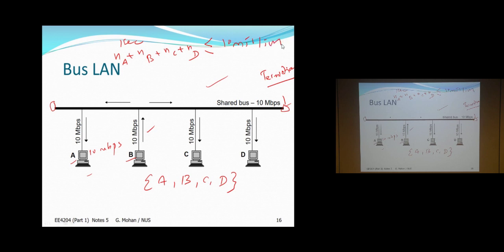Though a host transmits at the rate of 10 million bits per second, at any instant of time at most only one can transmit. So if you put together all the bits which were transmitted, you take any 1 second period, the total number of bits transmitted cannot exceed 10 million, because it's a shared medium.